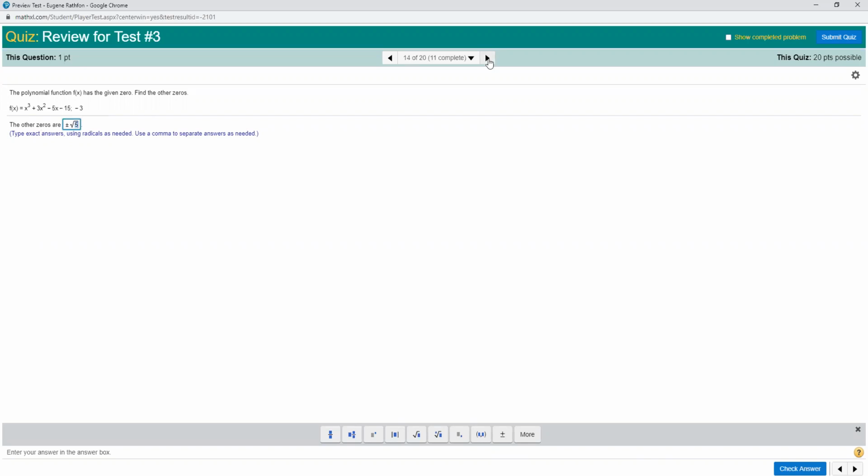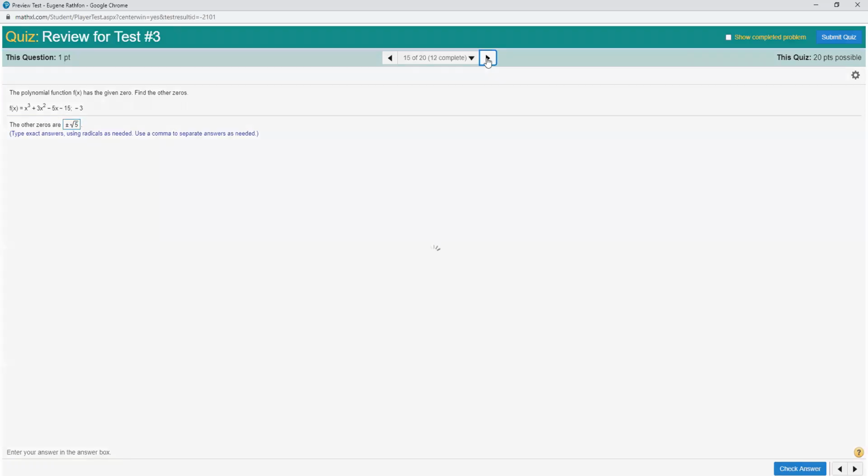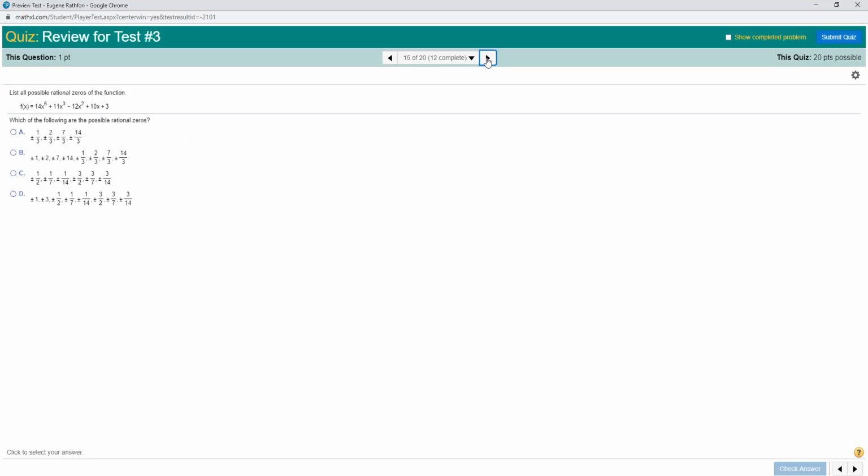All right, y'all, so number 15 now. So list all possible rational zeros. So they're giving me f of x equals 14x to the 6th plus 11x to the 3rd minus 12x squared plus 10x plus 3. All right, so I'll work this one out for you.